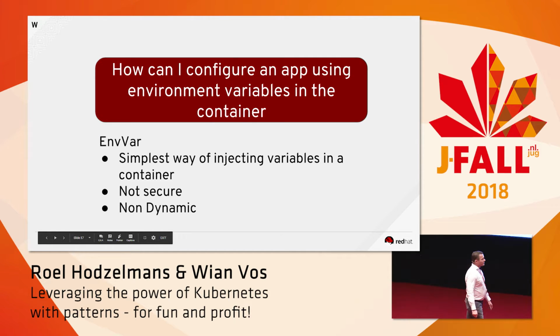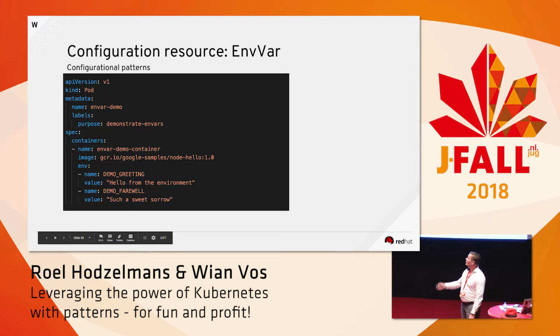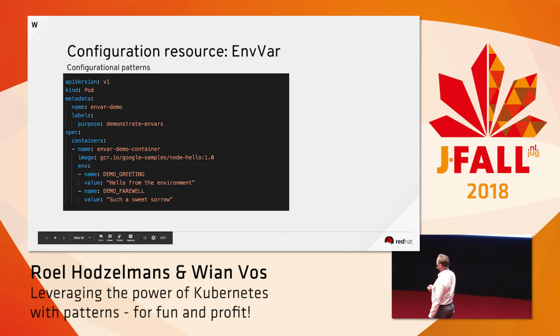So EnvVar is the simplest way of injecting a variable in a container, while being not secure and very non-dynamic. It looks kind of like this. So basically, here you say, all right, environment name. This is going to be the name of your environment variable. This is going to be the value.